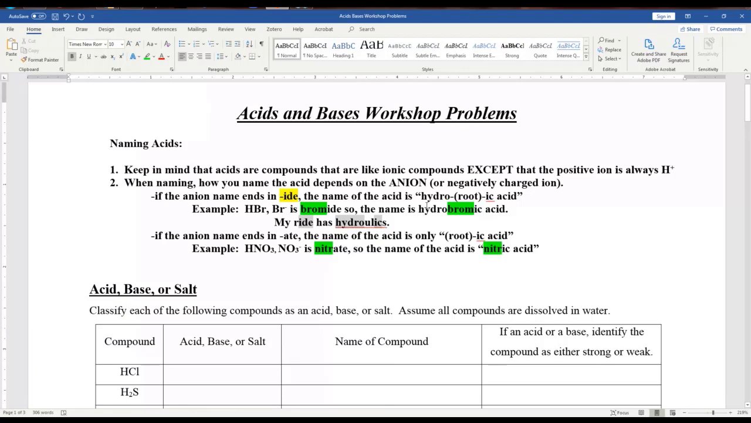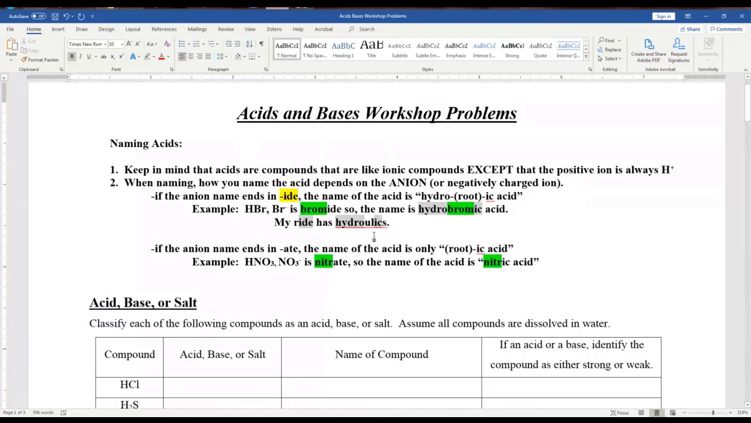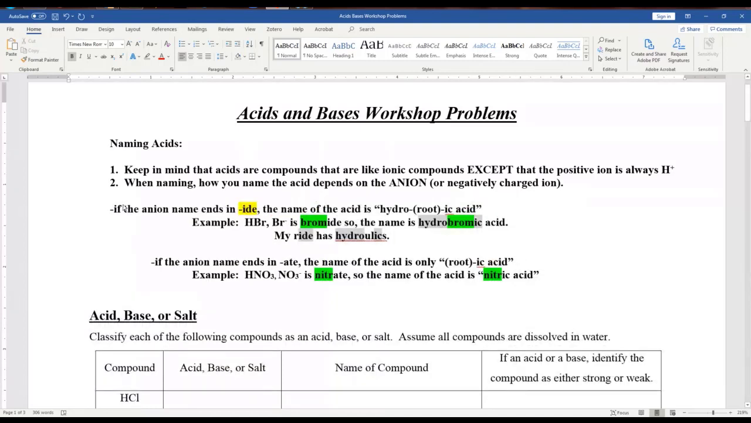And actually, let me emphasize this with the gray. You don't add a hydro. So no hydro. If it ends in ATE, then no hydro. And I'll just put a little space here. So, anion name is this and that.